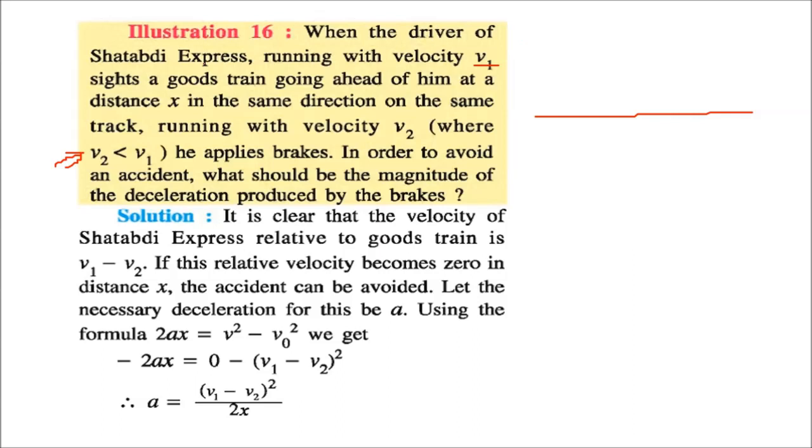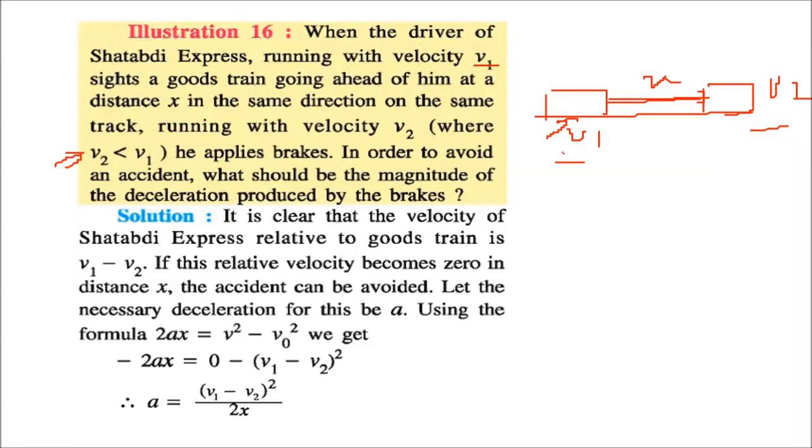When the driver of the Shatabdi Express, say this one, running with velocity V1, sights a goods train ahead of him at a distance say x on the same track, running with V2. But the velocity V1 is greater than V2, so if V1 doesn't stop, it is going to end with some mishap. So in order to avoid the accident, the Shatabdi driver has to apply certain brake. So what is the magnitude of this deceleration?